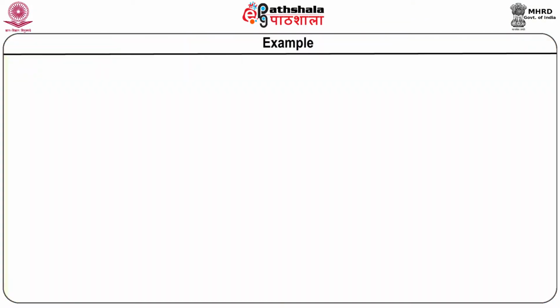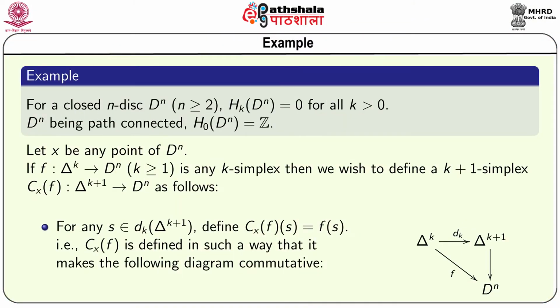Chapter 9, Module 2. In this module, we shall discuss how a continuous function f from a topological space X to another topological space Y gives rise to homomorphisms between the corresponding homology groups. Before that, we compute the homology group of any n-disk Dn. Let us start with this example.